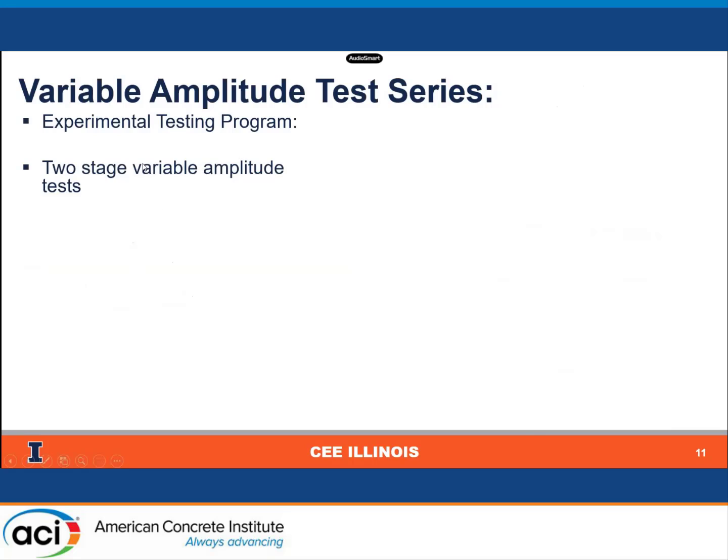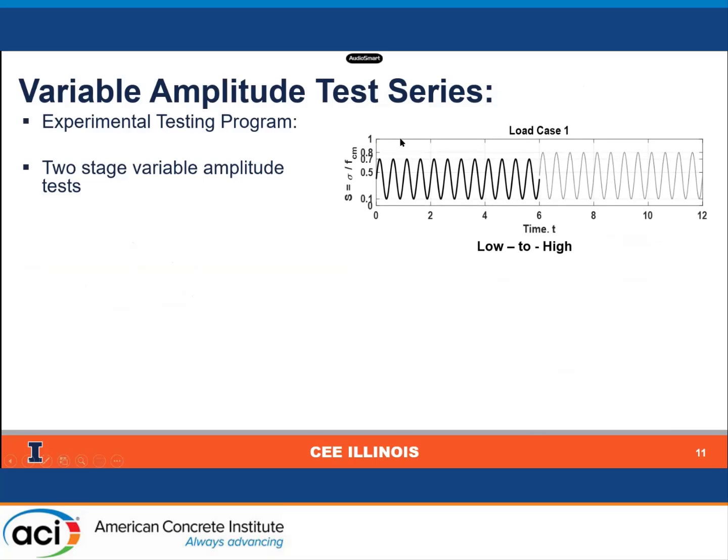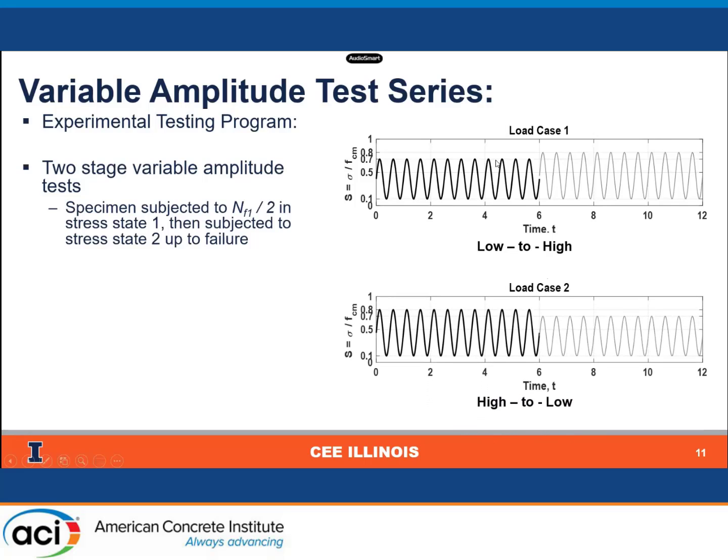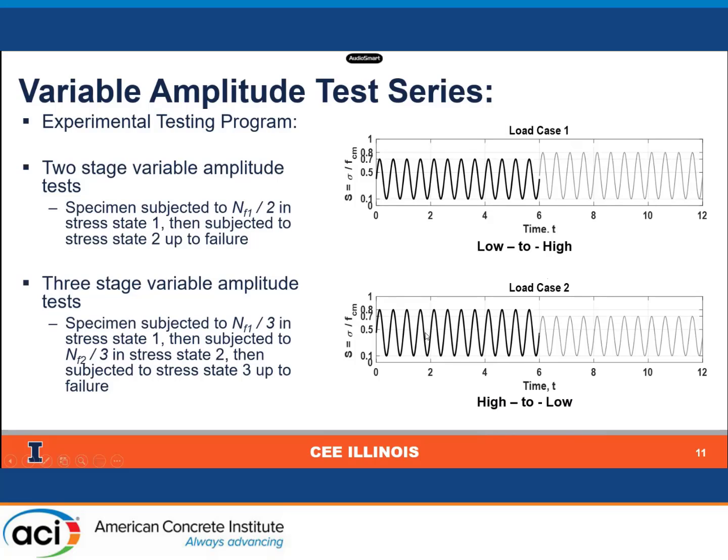As a first step, we wanted to do a two-stage variable amplitude test, which is very similar to what I described previously, in which there would be one stress level first, and we would go up to 50% of its failure number of cycles, stop it, and then switch to the higher stress level as shown in this plot and go all the way up to failure. And as you can imagine, we can go both ways, either low stress level to high or high stress level to low. Similarly, we also wanted to do a three-stage variable amplitude where we would have three stress level variations.